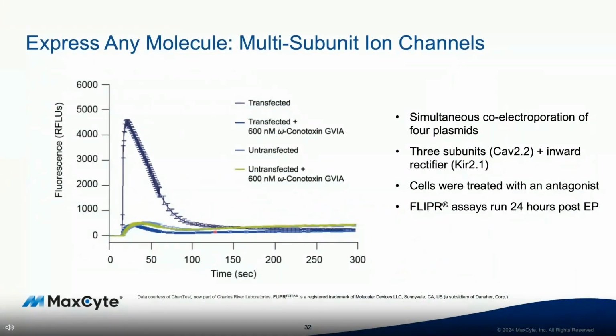This is an example of multi-subunit expression in cells where 4 plasmids expressing 3 subunits and an inward rectifier were delivered into CHO cells, and then you can see the reconstitution of the ion channel by this fluorescence signal. If you add an antagonist, the antagonist can inhibit the signal of the ion channel. This data is just to demonstrate that multiple plasmids can be introduced to reconstitute ion channel function, and you can use it for drug screening as well.